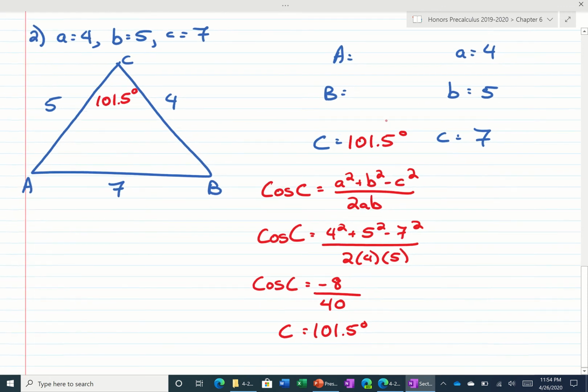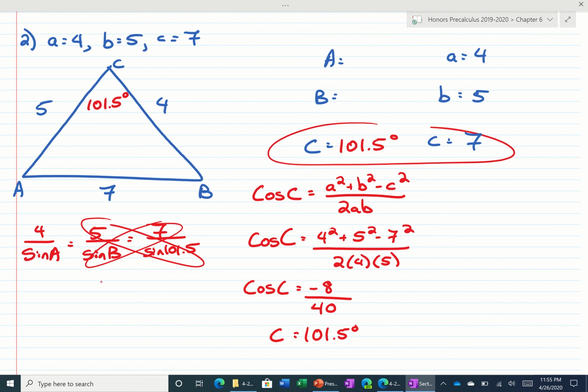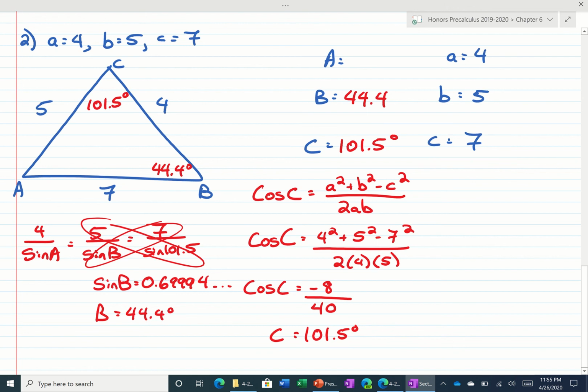All right, so now we have a full fraction. What I'm going to do is I'm going to cross multiply here. So 5 times the sine of 101.5 divided by 7. I'm getting that the sine of angle B is equal to 0.69994, whatever. Don't round that. Take the inverse sine of both sides. Getting angle B is 44.4 degrees. And if I do 180 minus that, 180 minus 44.4 minus 101.5, getting 34.1.